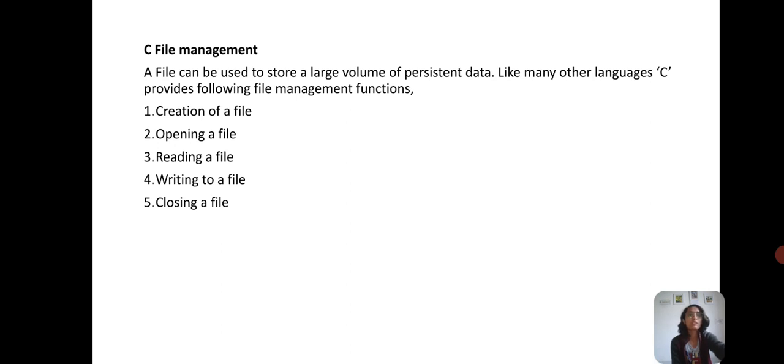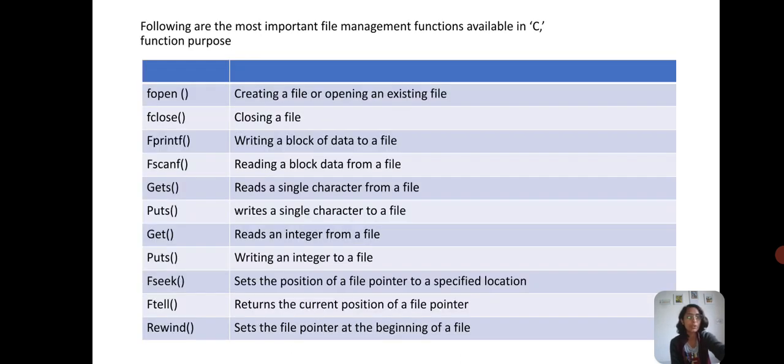Fifth one is C file management. A file can be used to store a large volume of persistent data. Like many other languages, C provides the following file management functions. First one, creation of a file. Second one, opening a file. Third one, reading a file. Fourth one, writing to a file. Fifth one, closing a file. Following are the most important file management functions available in C.